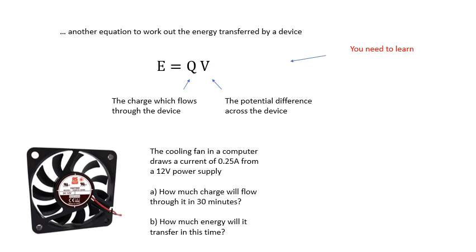Here's a question again to have a go at. In part A, we're working out Q, and then in the second bit, we're working out the energy transferred. So if you want to pause the video, have a go at it. I'll show you my answer in 3, 2, 1. Okay, so there you go. Q equals IT. So there's your charge, 450 coulombs, and then E equals QV is 450 times 12 is 5,400 joules.